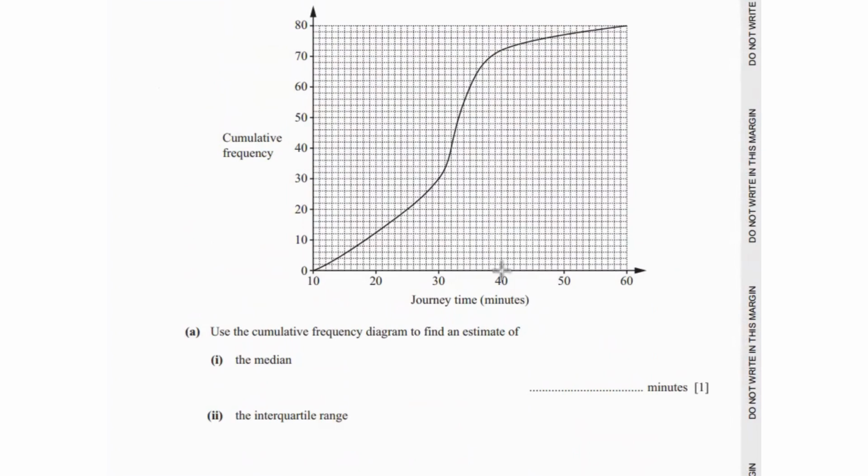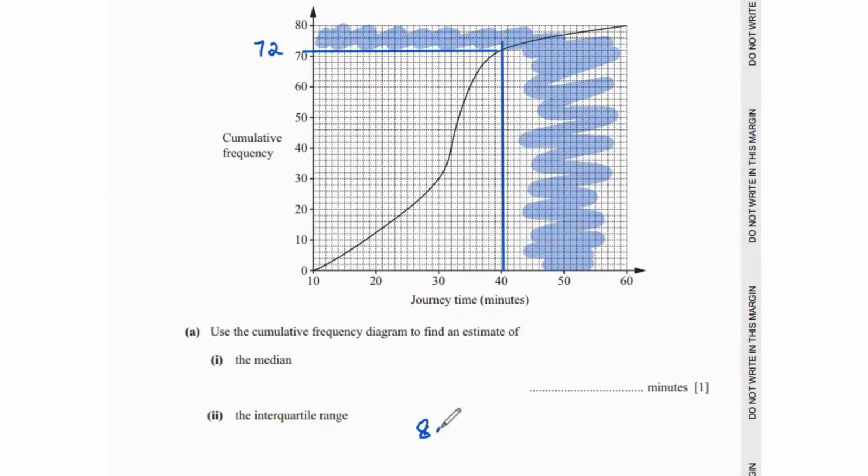So we draw a line from 40 minutes towards the graph, and that is giving us 72 over here. Since they want the journey time for people who took 40 minutes or more, that's all of this. So we will subtract 72 from 80, and that's 8 people. 8 people took 40 minutes or more.